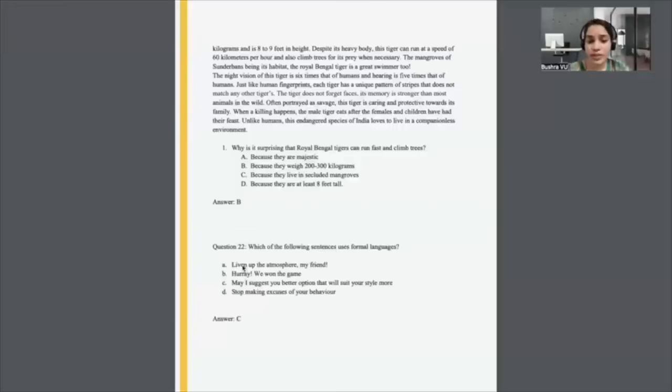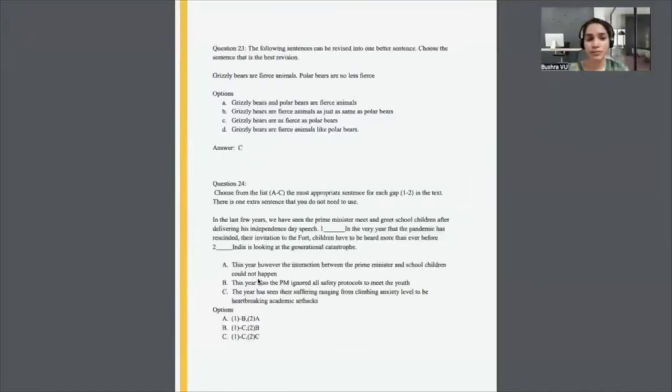Which of the following sentences uses formal language? Formal is polite, where you have some respect to give and take. "Lighting up the atmosphere, my friend." We're talking about a friend, so informal. "Hooray, we won the game." It's very joyous, so informal. "May I suggest a better option that will suit your style more?" Yes, this is formal. "Stop making excuses for your behavior." Again, this is informal. So the correct answer is C.